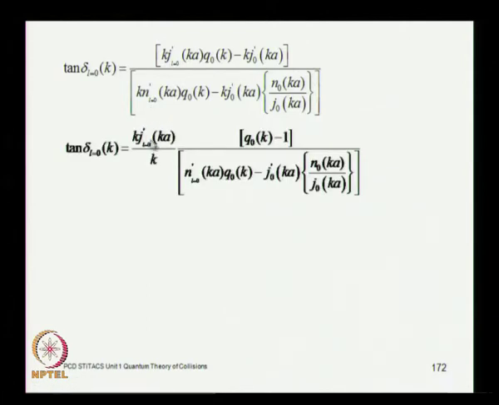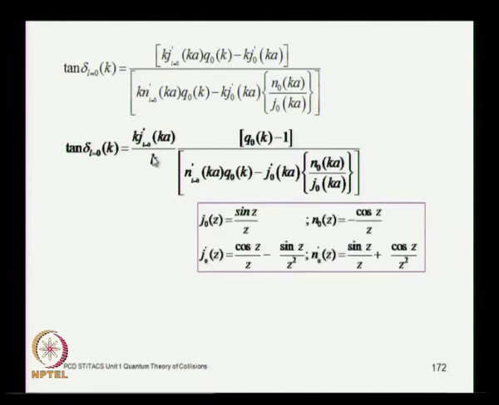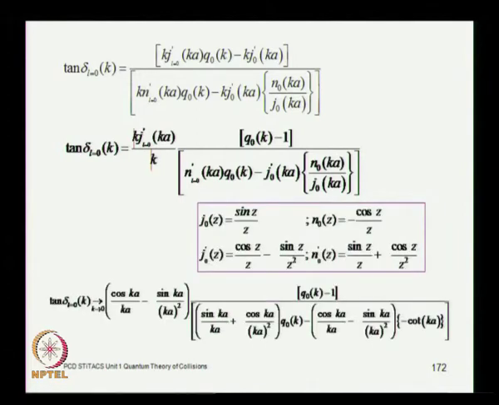So, this is the derivative of the Bessel function. Now, there is a k here and there is a k here. So, you will be able to cancel them, and now the derivative of the functions are also known, because you have the explicit form of the Bessel function as well as the Neumann function.